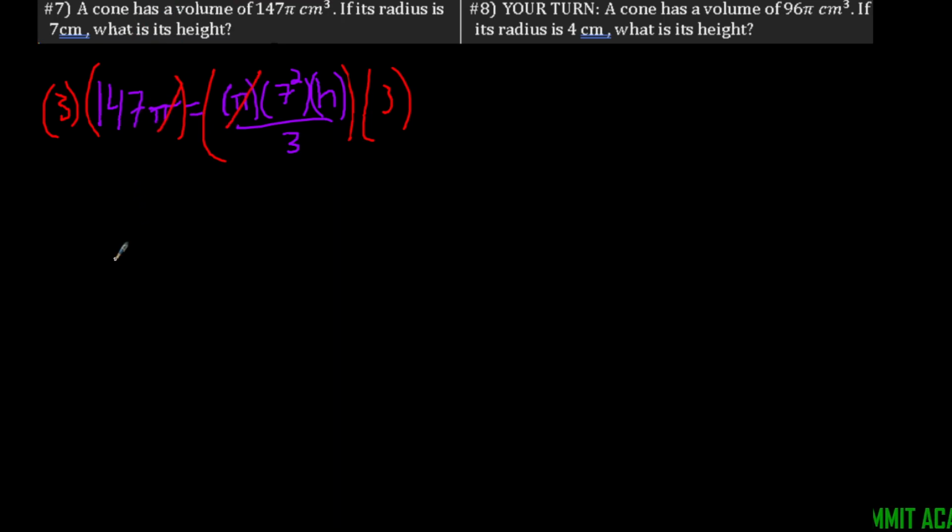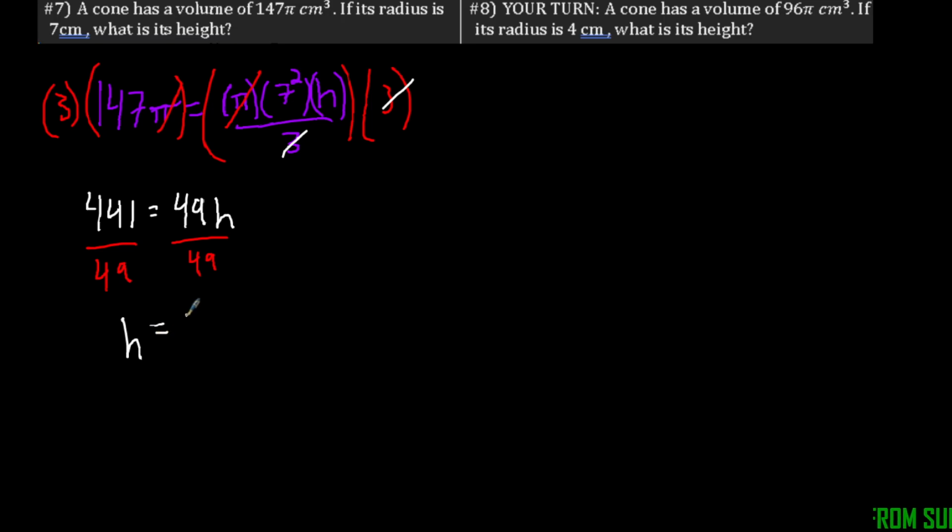So what I end up with is this. I have 441 is equal to 7 squared, which is 7 times 7, which is 49, times h. So these all cancel out. 7 squared is 49. The h comes down. And so my last step is to divide both sides by that coefficient. So divide both sides by 49. I'm going to say h equals 9 centimeters. So just make sure that you're seeing those inverse operations to get that variable by itself.